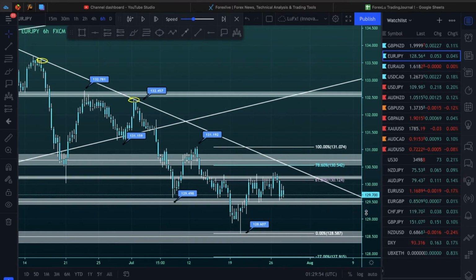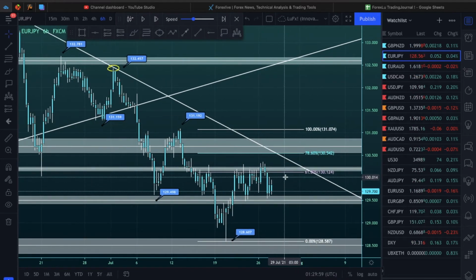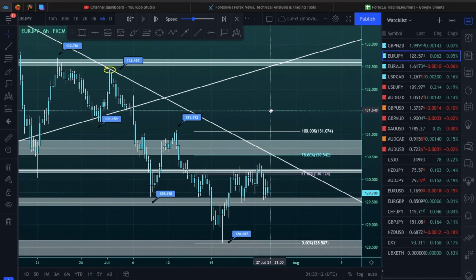So at this point in time, I was looking at price right here, and I was thinking that it could drop from the 61.8, but I was like, no, it could come up and hit the 78.6 as well as this trend line, as well as this key support level, and I would get in right here, and then price would drop. So that's what I was waiting for off the bat.